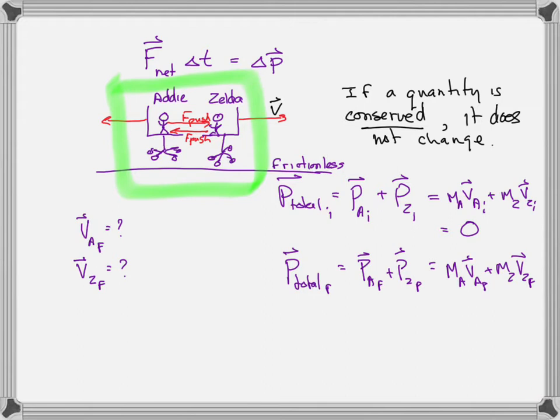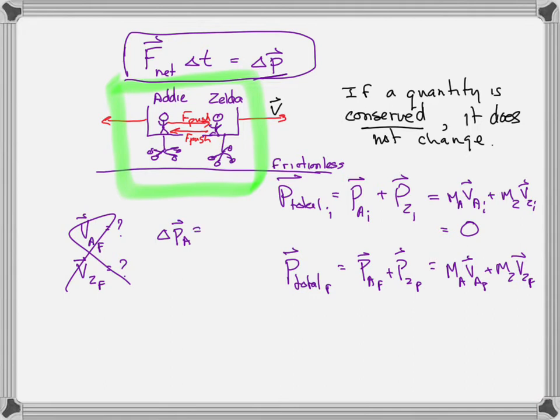So they each exert the same impulse on each other. Because they each exert the same impulse on each other, they're each exerting the same change in momentum on each other, because impulse equals change in momentum. So that means we don't actually need to know this. The change in momentum of Addy must equal negative the change in momentum of Zelda. They're each exerting the same impulse, but in the opposite direction.